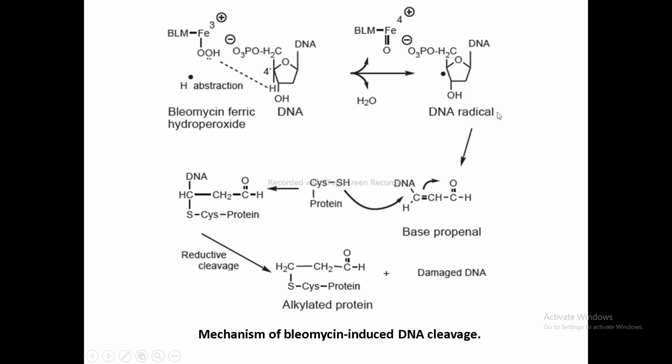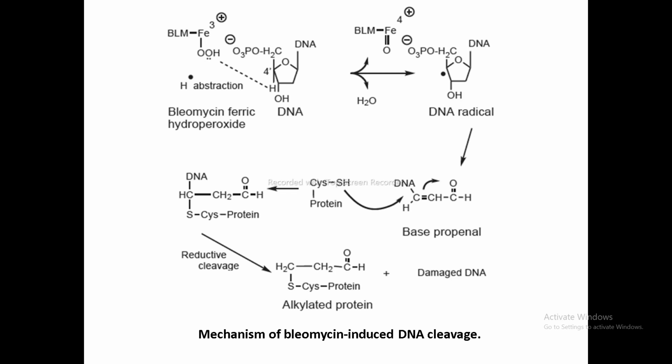This radical then gets reduced to the base propanol, and this base propanol then alkylates the protein at the cysteine residue. These proteins are necessary for the synthesis of DNA. Okay, are you getting me? It is like what was studied in the DNA alkylating agents. In that we studied chlorambucil, and then again we studied nitrosoureas.